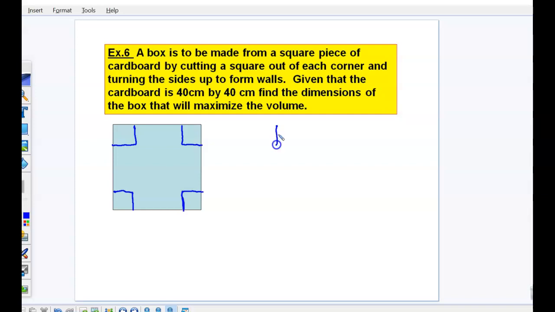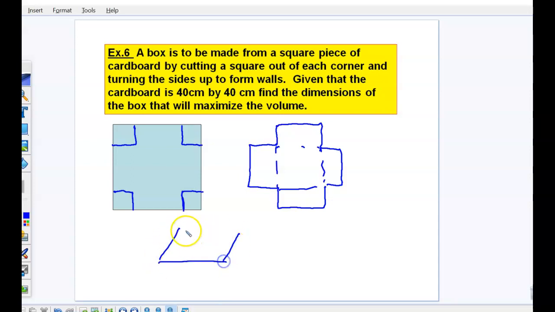So when we're done cutting out the squares, we're going to get something that looks like this. And then we're going to fold up these sides along these seams and we're going to get a three-dimensional box. And our three-dimensional box will look something like this when we're done.